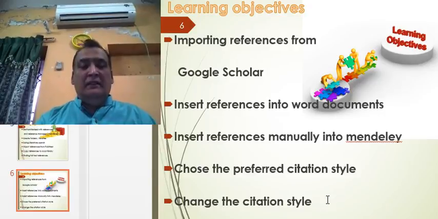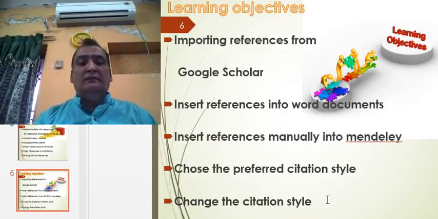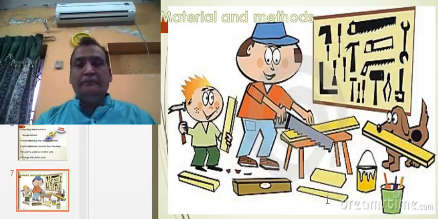Then the next step will be how to insert these references into your Word document, manually inserting the references in the Mendeley, and then the editing of those citations as well as the preferred citation styles which you will be choosing, and how to change these styles when you are giving your medical articles to be published in different kinds of journals. So start with me.